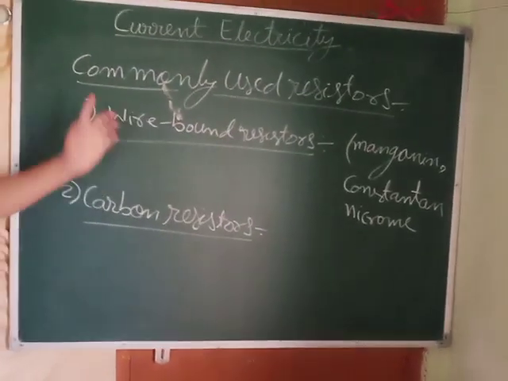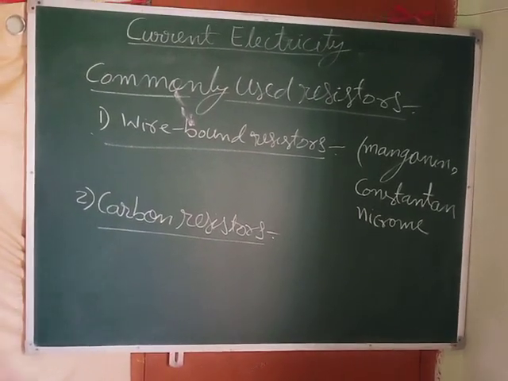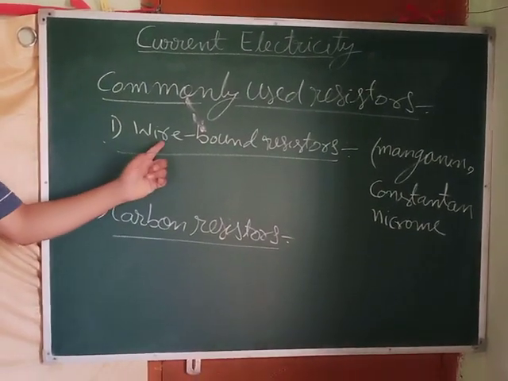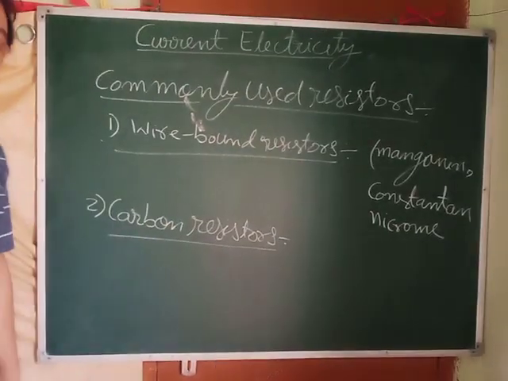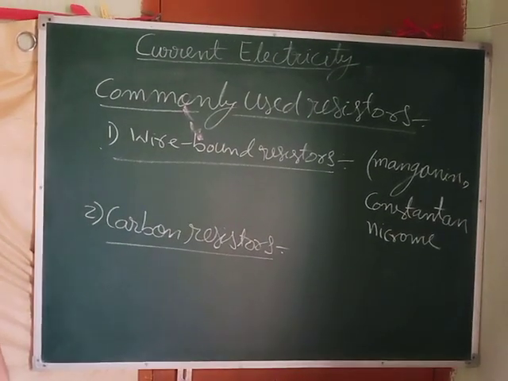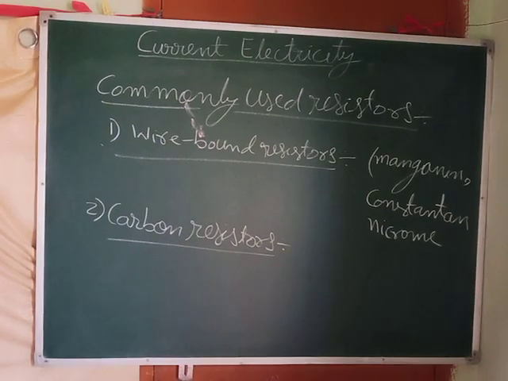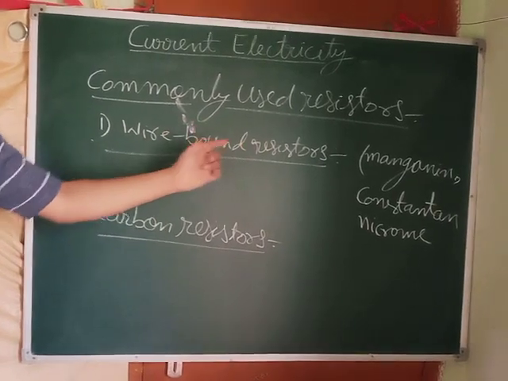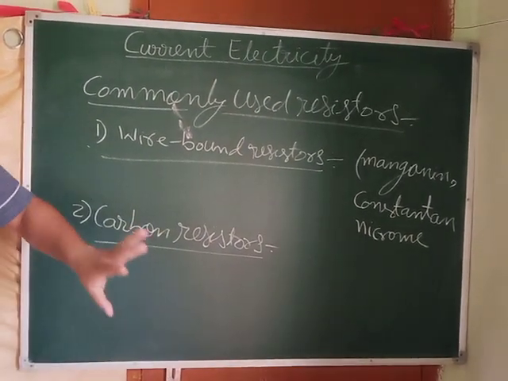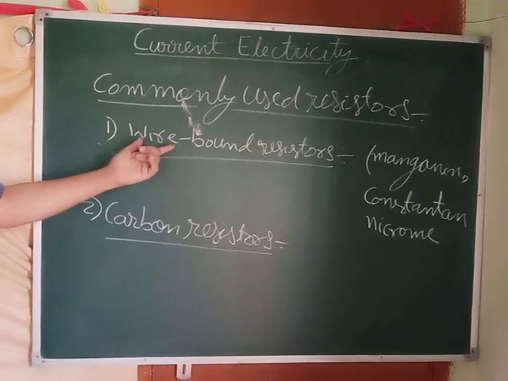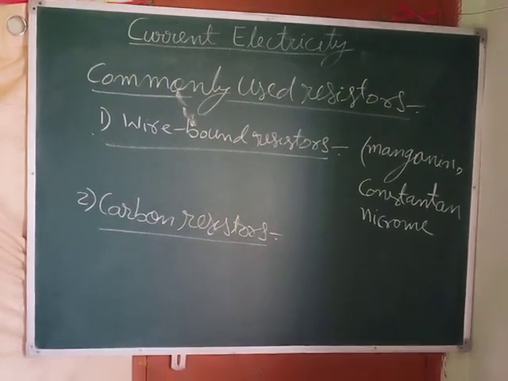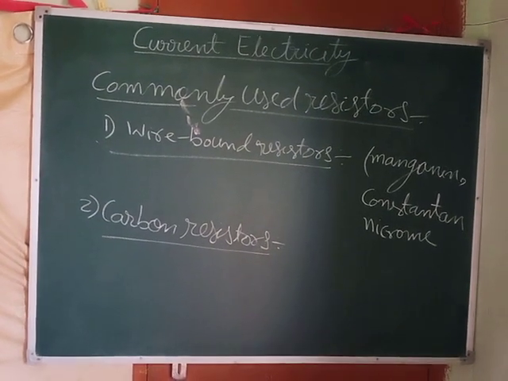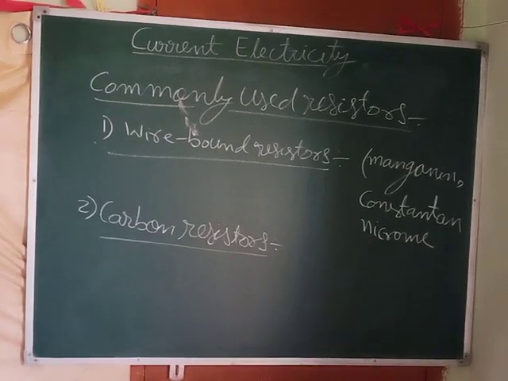See, our next heading is commonly used resistors. You know resistors we use for resistance. So commonly two types of resistors are used. One is wire bound resistors. Second is carbon resistors. First you write this heading, commonly used resistors, then put the headings wire bound resistors and carbon resistors. After this you will put the heading wire bound resistors. Understood? Once you have written this heading, start writing.